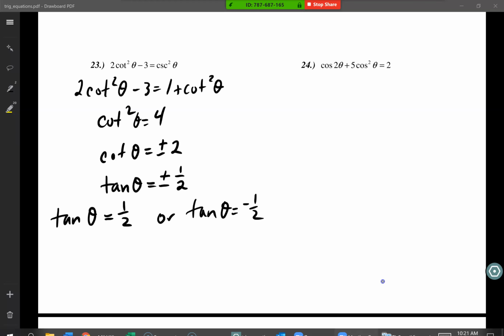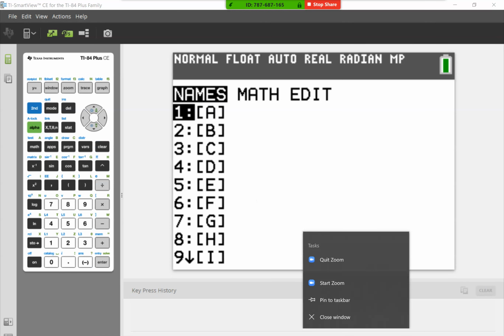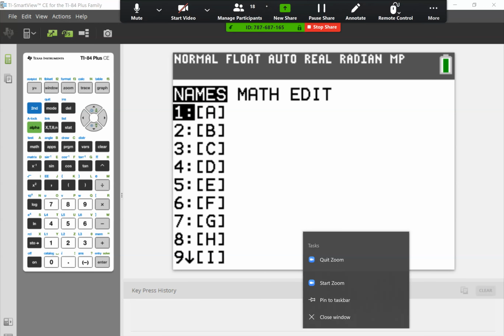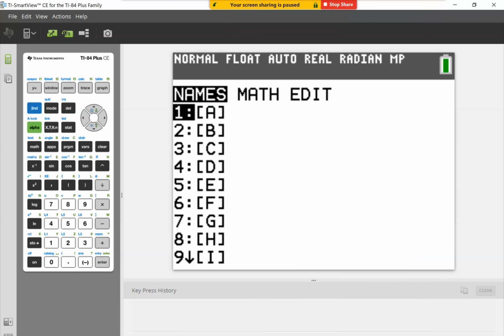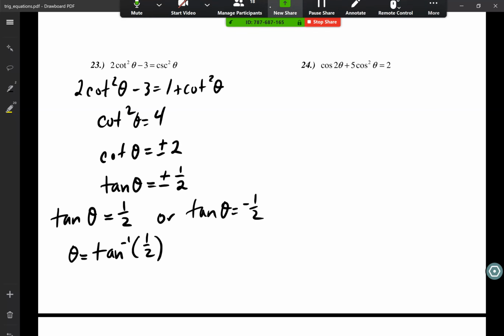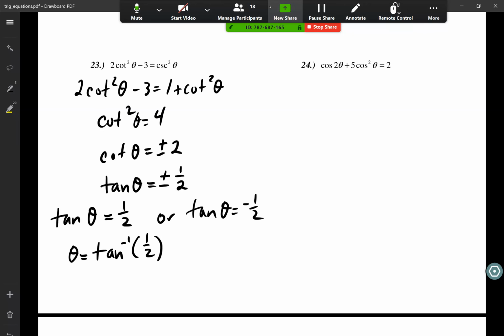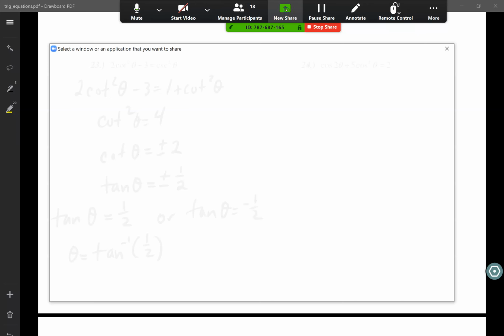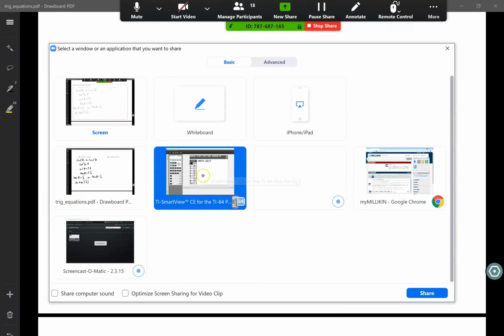So let me pull up a calculator here. Before I do the calculator, to get theta by itself, let me just concentrate on the first one to start with. To get theta by itself, I would have to do inverse tangent of a half. Because I don't know what theta is off the top of my head, that when I take the tangent of it, I get a half. So I need to use my calculator to get at this one. So let me flip over to a calculator here.